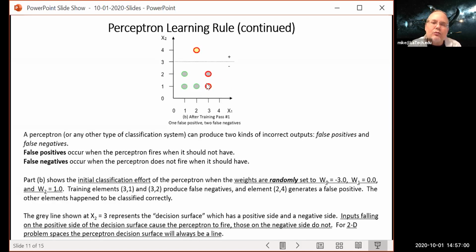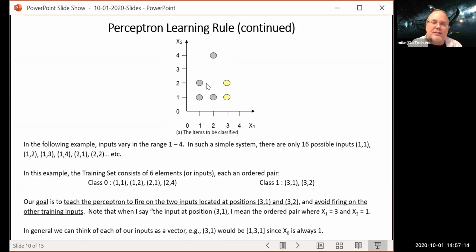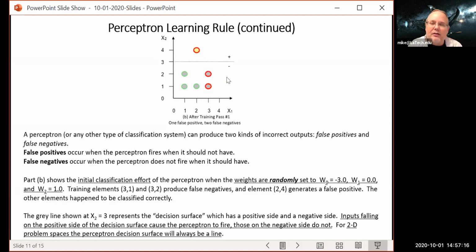These two, which are in gray, are false negatives. The output is not fire. It's negative. It's not fire. But it's a false negative because it should have fired on these guys. They should have lit up. They didn't light up. They stayed gray. And because they stayed gray when they should have lit up, that is a false negative. Now, false positives and false negatives, like I said, exist in any kind of classification system, and they're very important.